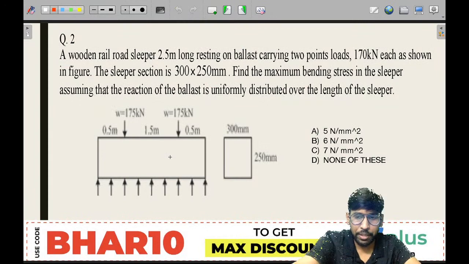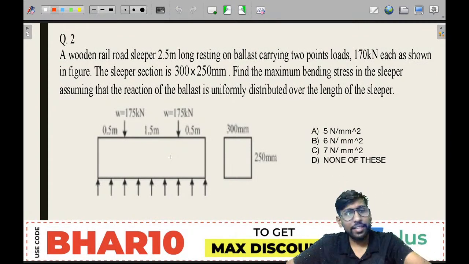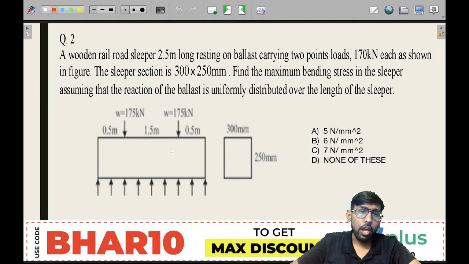Next question. Try to solve this question, beta. What is said in the question? A wooden railroad sleeper, 2.5 meter long, is resting on the ballast, carrying 2 point loads. You can see 175 kilonewton each, as shown in the figure.